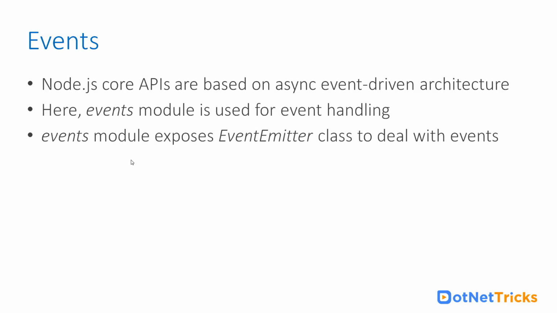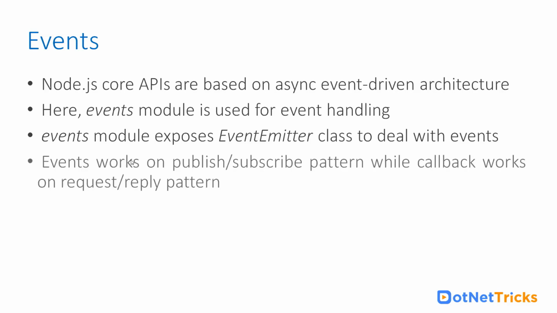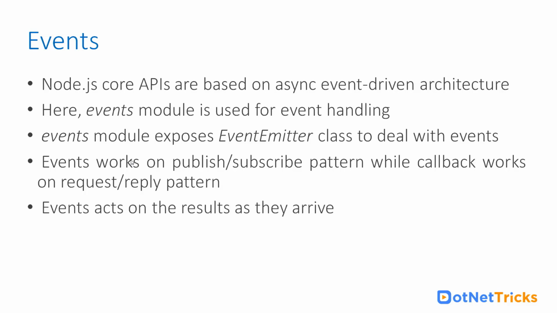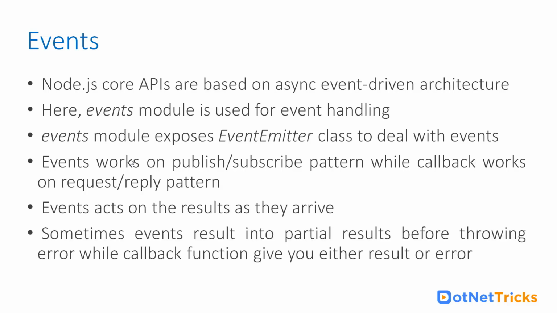The event module exposes an EventEmitter class, which is used to create events, and then we can subscribe to those events. Events work on the publish-subscribe pattern. Until and unless we emit something and there is a listener to listen to those emitted events, there will be no communication. Events act on the result as they arrive. So whenever a value is emitted and a listener is accepting those values, there will be a result.